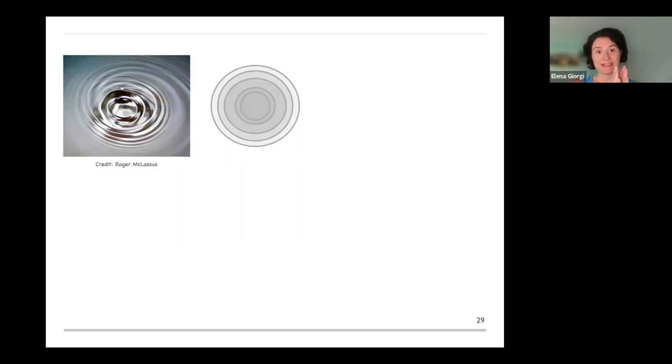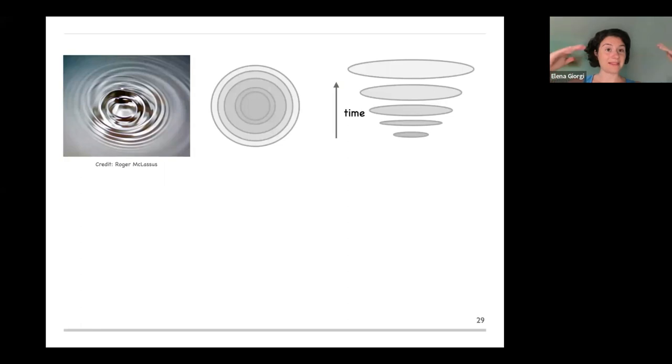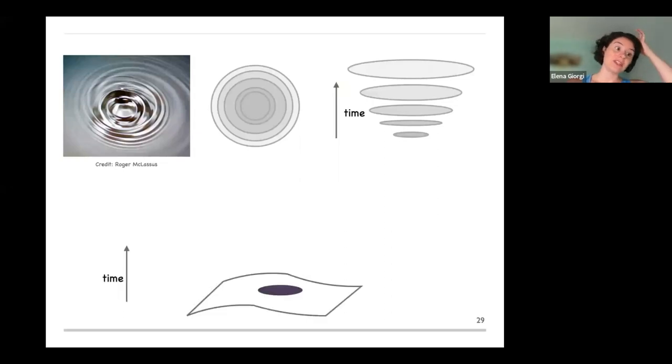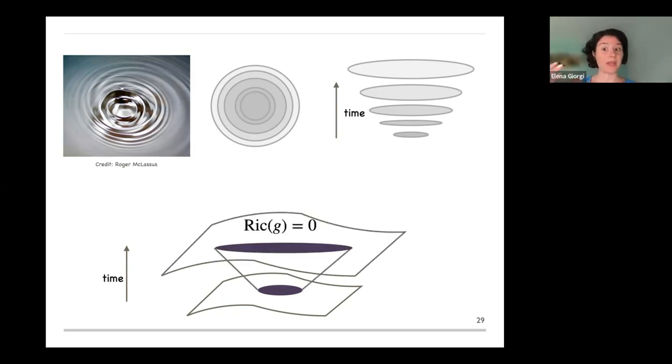If now we want to represent those waves in a space-time diagram with the usual time direction, which is vertical, we will have these circles that propagate something like this. As time passes, they become larger, and so they propagate in this way. Well, according to Choquet-Bruhat's theorem, solutions to the Einstein equation propagate in a similar way. Starting from an initial condition, represented by this purple circle, and propagating in space-time with some finite speed as a wave.